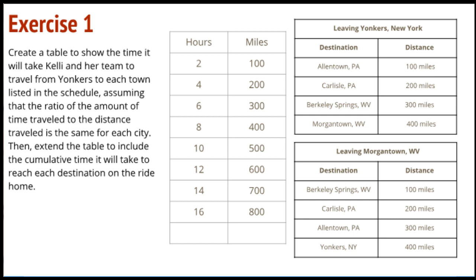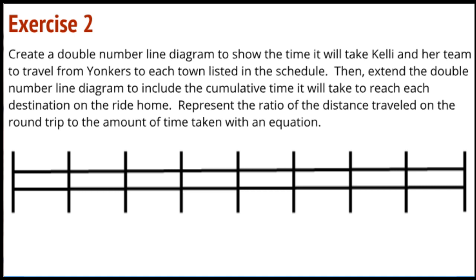And you'll notice that I tried to walk through very carefully how I got my table to look this way. So now that we've got the table, we're going to create a double number line to show the time it will take Kelly and her team to travel from Yonkers to each town listed in the schedule. And then we're going to extend the double number line to include the cumulative time it will take to reach each destination on the ride home.